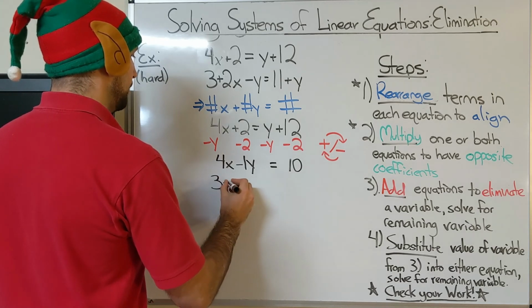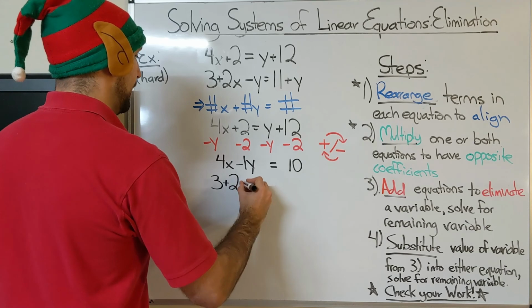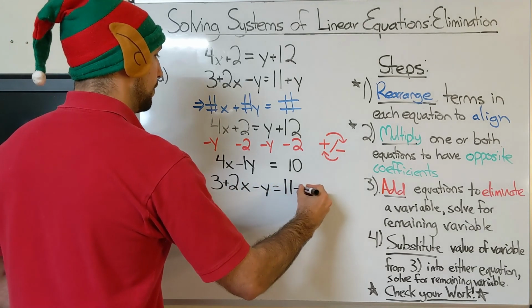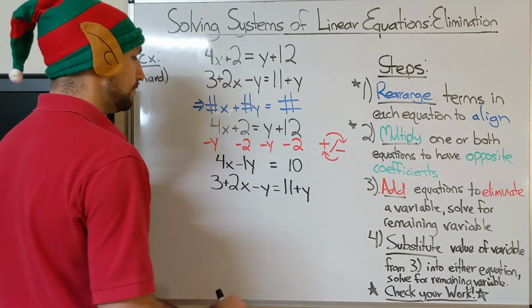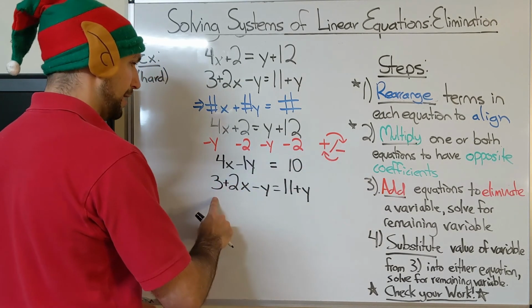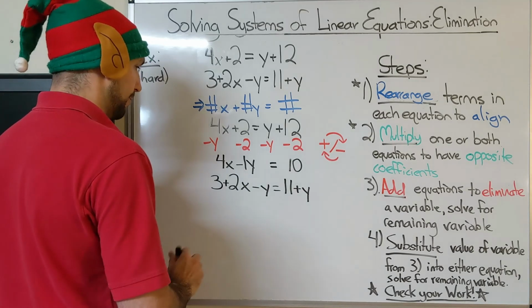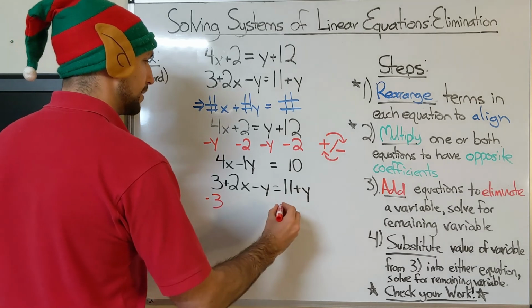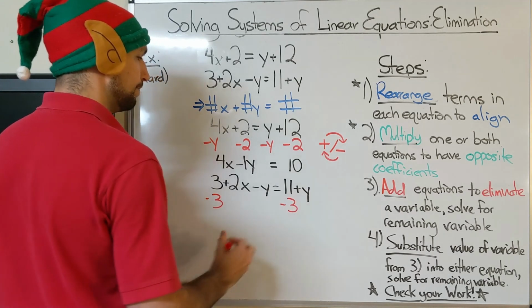So 3 plus 2x minus y equals 11 plus y. I need to move this positive term, so I'm going to be using subtraction on this positive 3 to get all the numbers on the right. I would like all my constants on the right side, so we'll subtract 3 from both sides.